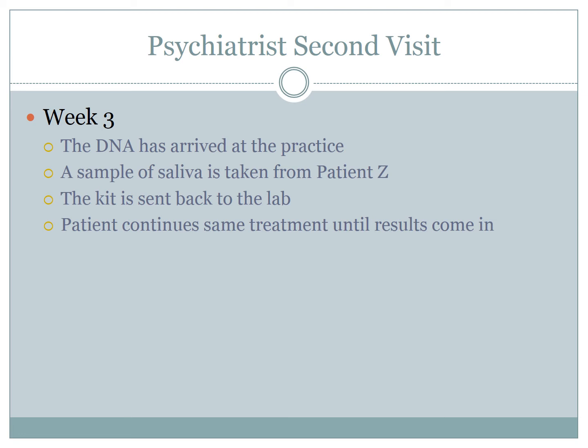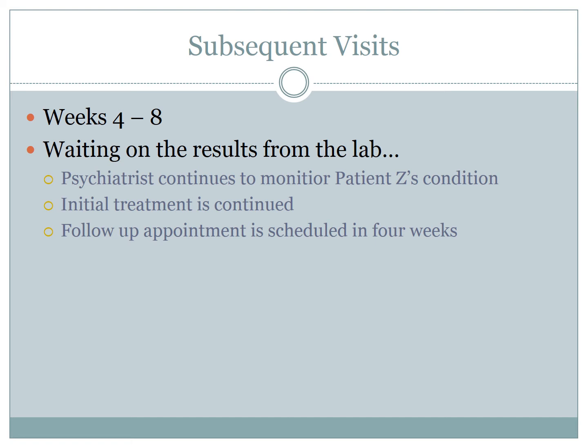Once the DNA kit has arrived at the practice, the patient will be asked to come in. A sample of saliva is taken from the patient, and then the kit is sent back to the lab. The patient will continue the same treatment until the results come back in. While both the psychiatrist and patient Z are waiting on the results from the lab, the psychiatrist continues to monitor patient Z's condition, and the initial treatment is continued. A follow-up appointment is scheduled in 4 weeks.